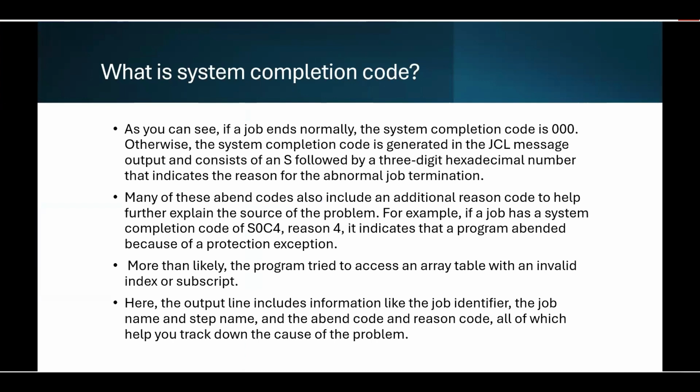Okay, so the next one is: what is the system completion code? We have the return code or the condition code, and we also have the system completion code. As you can see, if the job ends normally, the system completion code is 00. Otherwise, the system completion code is generated in the JCL message output and consists of an S followed by a 3-digit hexadecimal number that indicates the reason for abnormal termination.